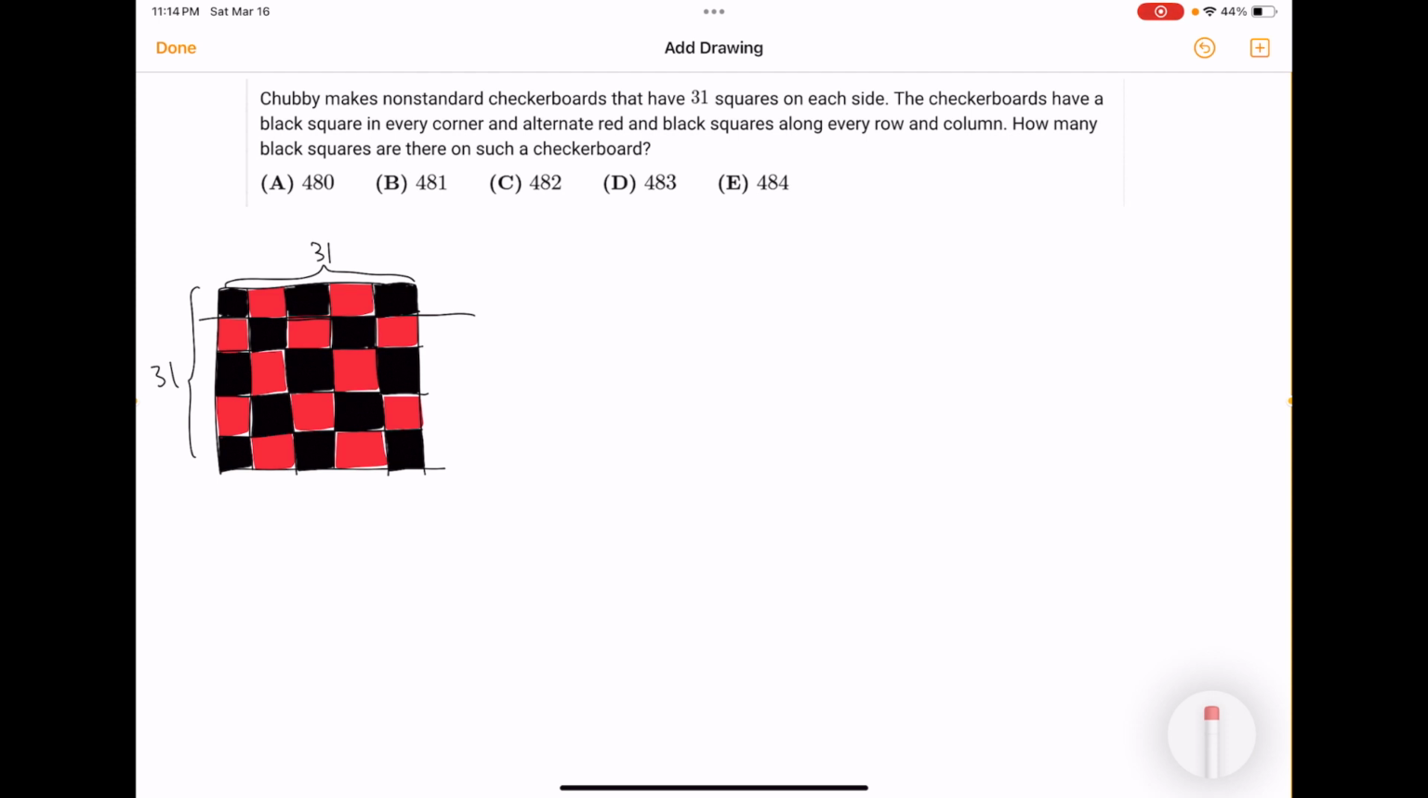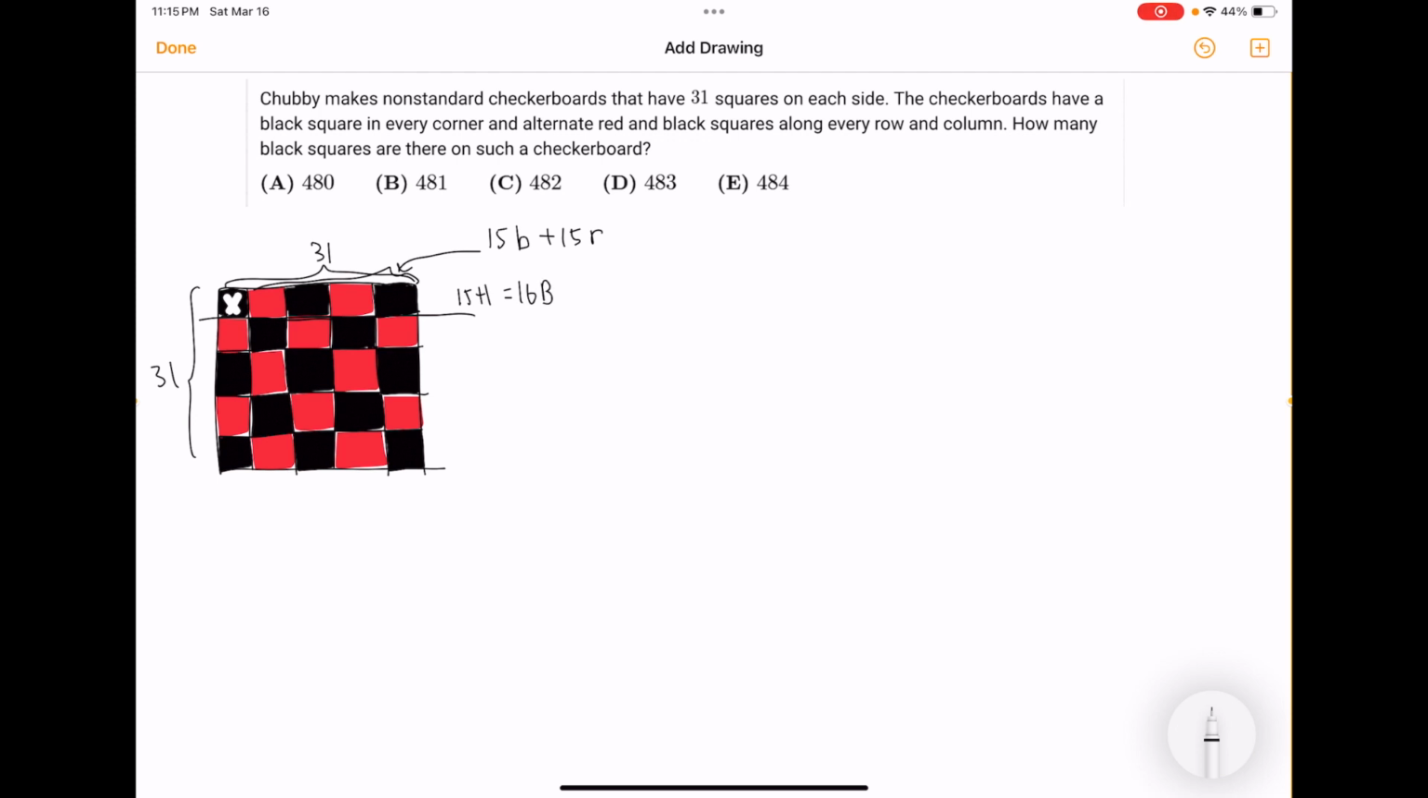So let's just get rid of an end square first. Let's pretend that we're going to get rid of that square. That means that we have 30 squares remaining, and so we have 15 black squares and 15 red squares. But this is just for this section. Don't forget, we did cross out an end square, which on this row happens to be a black square. So we have to add that square back. On the first row, we would have 15 plus 1, which is 16 black squares.